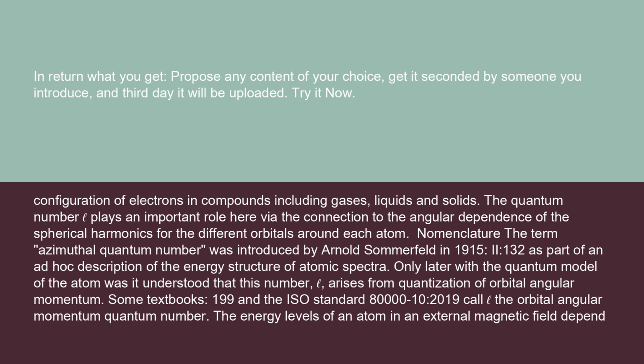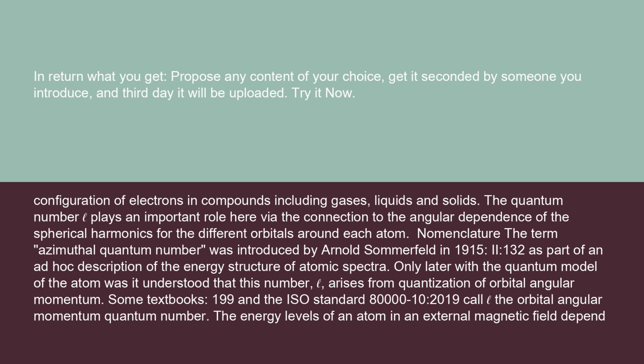Nomenclature: the term azimuthal quantum number was introduced by Arnold Sommerfeld in 1915, as part of an ad hoc description of the energy structure of atomic spectra. Only later, with the quantum model of the atom, was it understood that this number arises from quantization of orbital angular momentum. Some textbooks, and the ISO standard 80000-10:2019, call ℓ the orbital angular momentum quantum number.